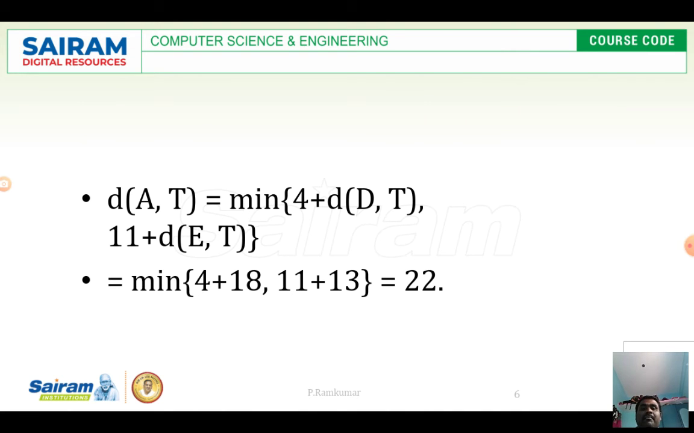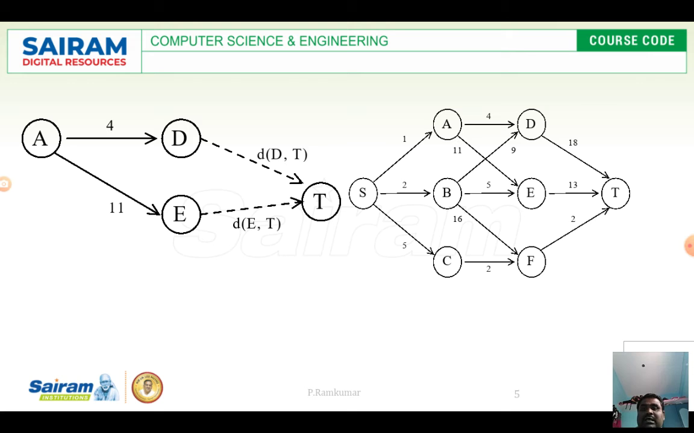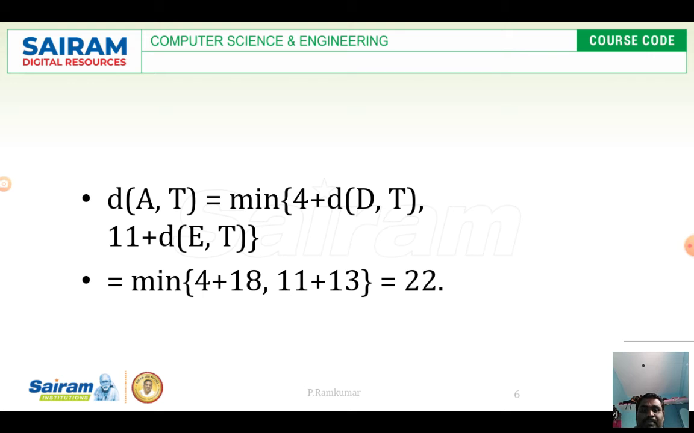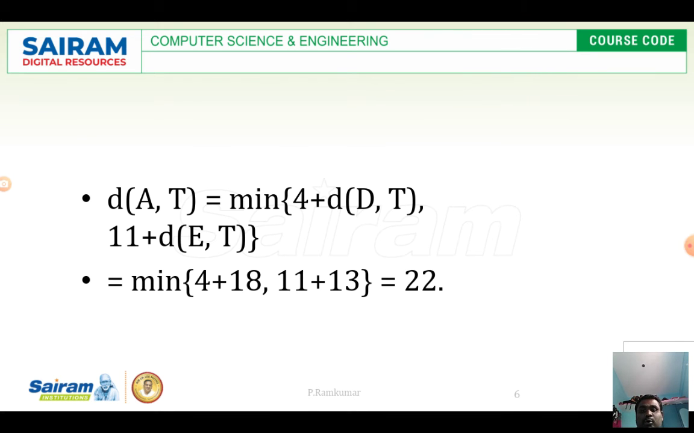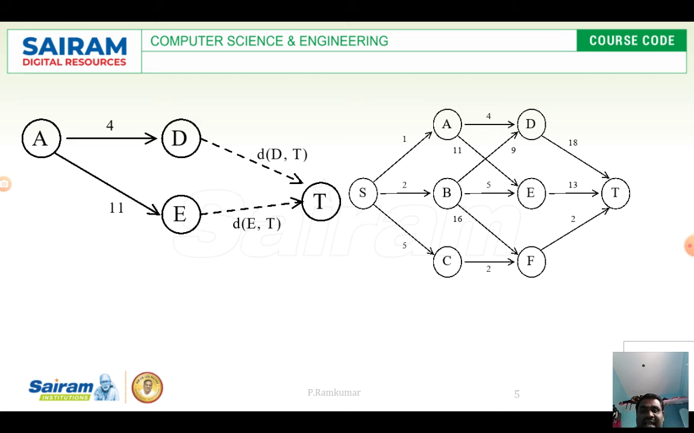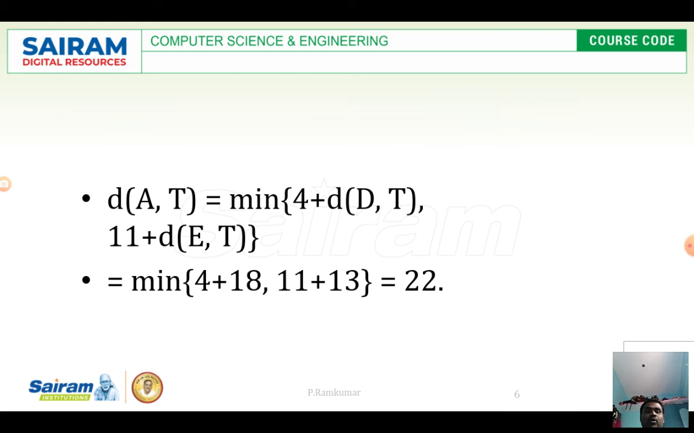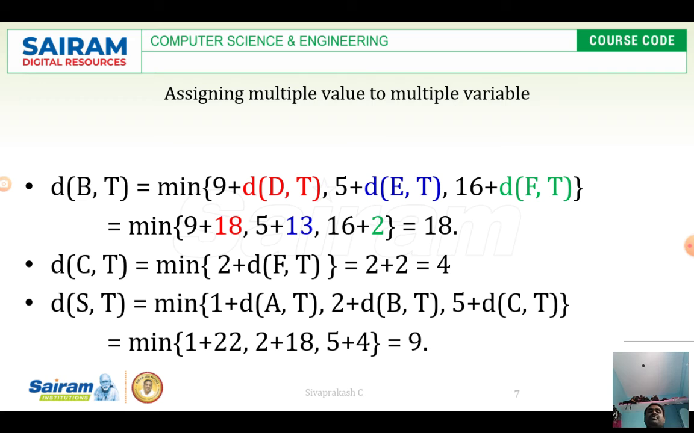From A to T, minimum of 4 plus distance of D comma T, because the distance between A and D is 4. So 4 plus 18, that is 22. And next, A to E is 11 plus distance of E to T. E to T is 13. So 11 plus 13 is 24. From these two values, 22 is the minimum. So I will take 22 as the result.